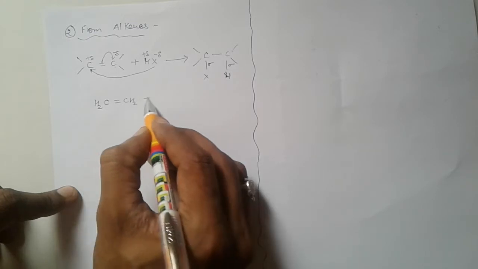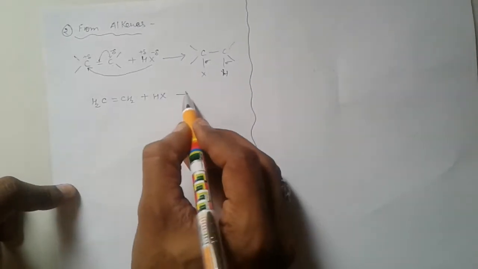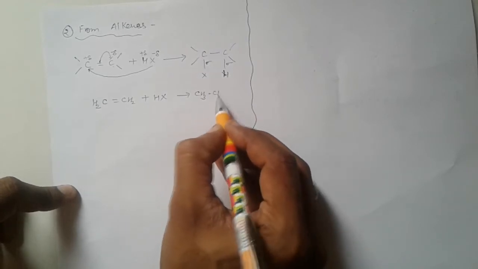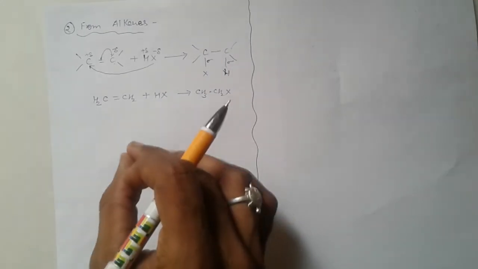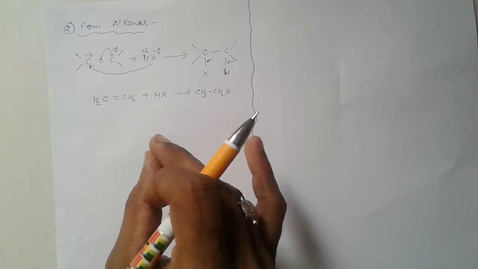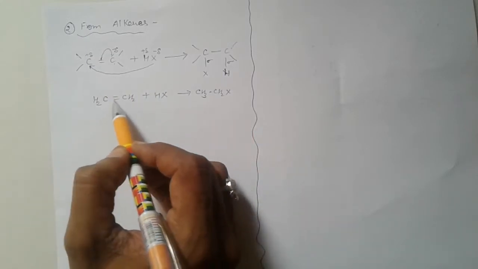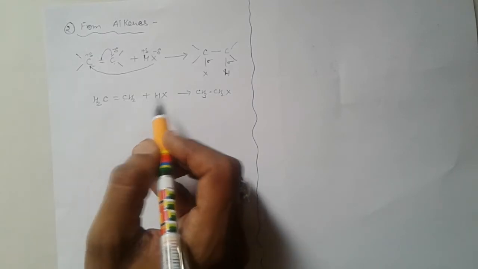For example, addition of an HX molecule to ethene, ethyl halide is formed. Here ethene is a symmetrical alkene. Symmetrical alkene means both double bonded C atoms have similar atoms or groups.